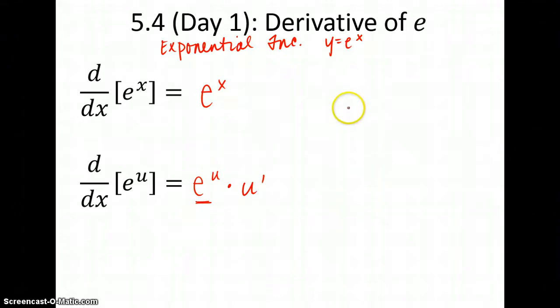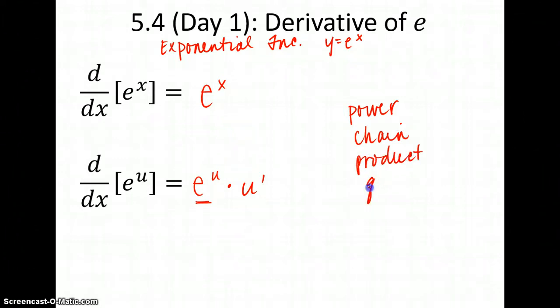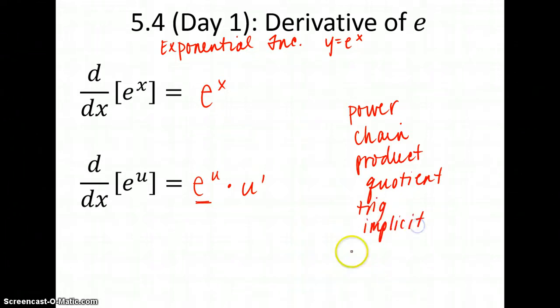So let me continue to remind you. In addition to power, chain, product, quotient, trig, implicit, natural log. Okay, we have all these derivative rules. Now we're adding another one to it.